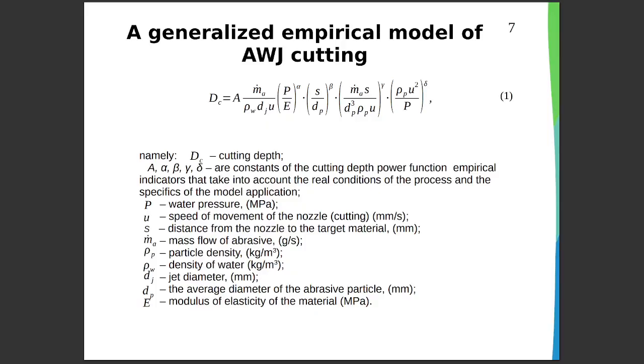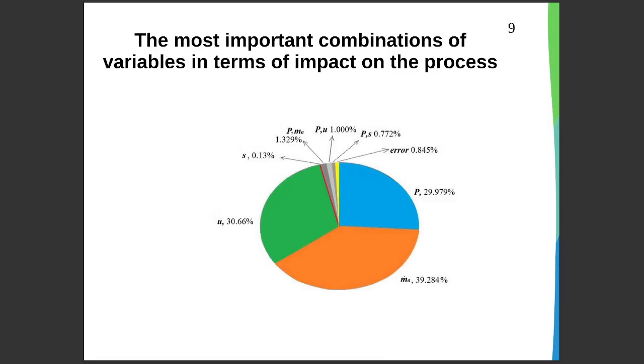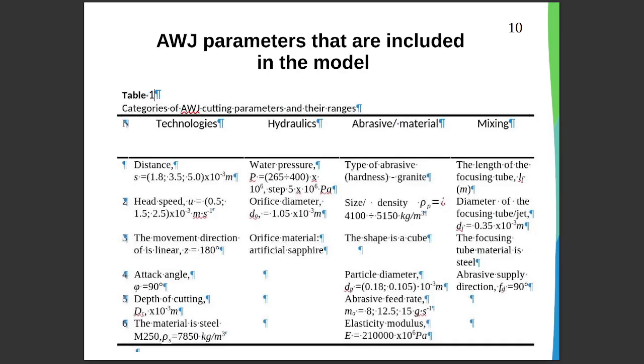The most important variables affecting the process are cutting depth, water pressure, consumption of abrasive mass, jet speed, distance from a jet to the surface. They are shown on slide 8. To develop the model, the most important combinations of variables influencing the processes are also selected: cutting depth, water pressure, abrasive mass consumption, nozzle movement speed, distance from the nozzle to the surface, which are shown on slide 9. Slide 10 shows table 1, which shows the AWJ parameters that will be included in the model. The non-efficiency parameters of constants are highlighted in gray.